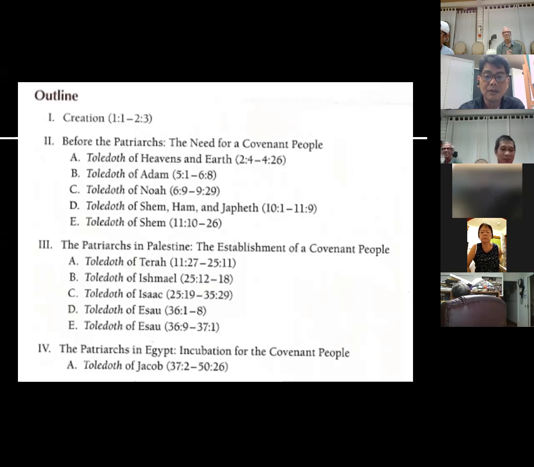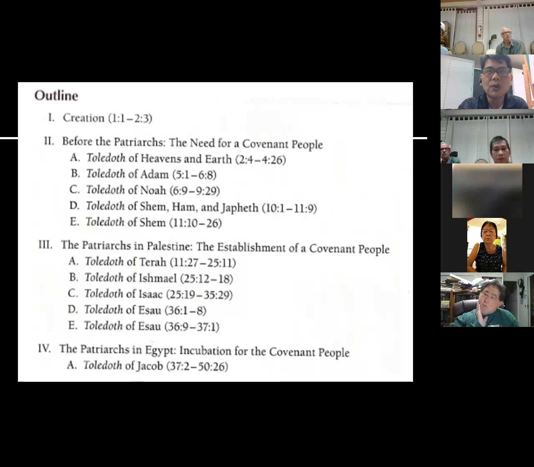Okay, hang on. But it's a funny description word that he used, the incubation for the covenant people in Egypt. The word incubation for the covenant people. What does that mean?